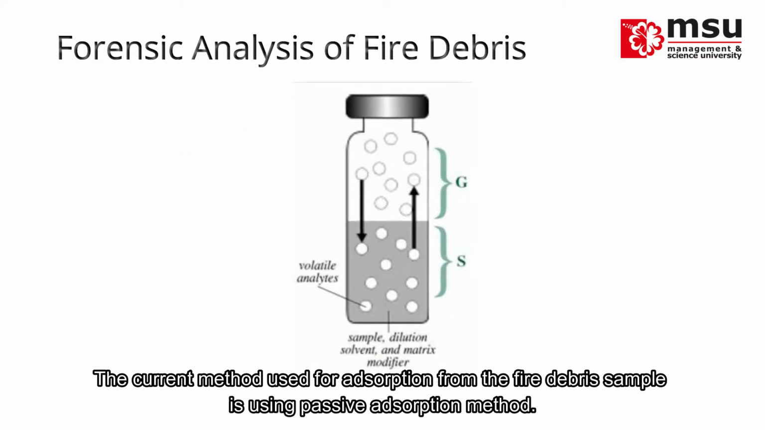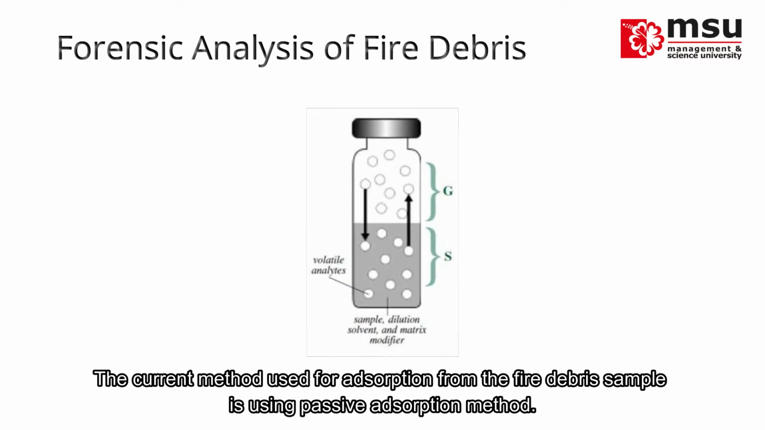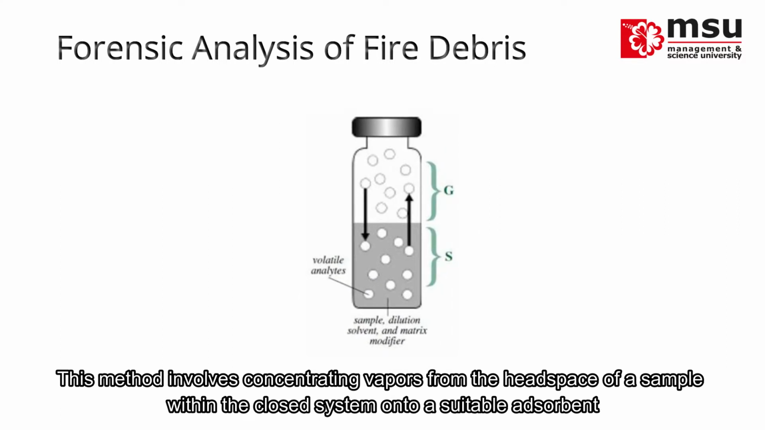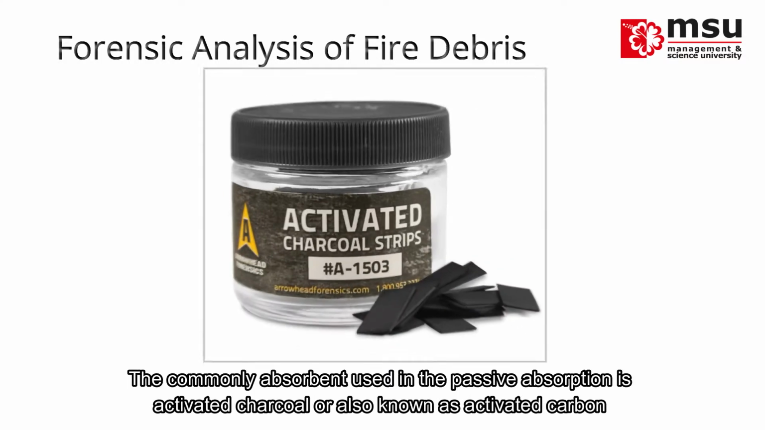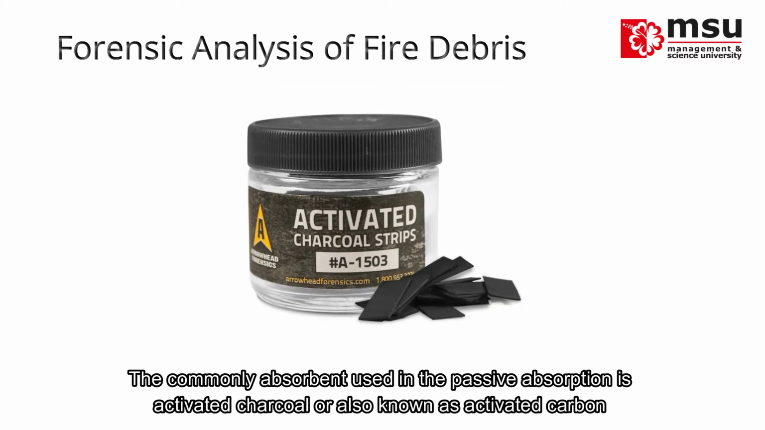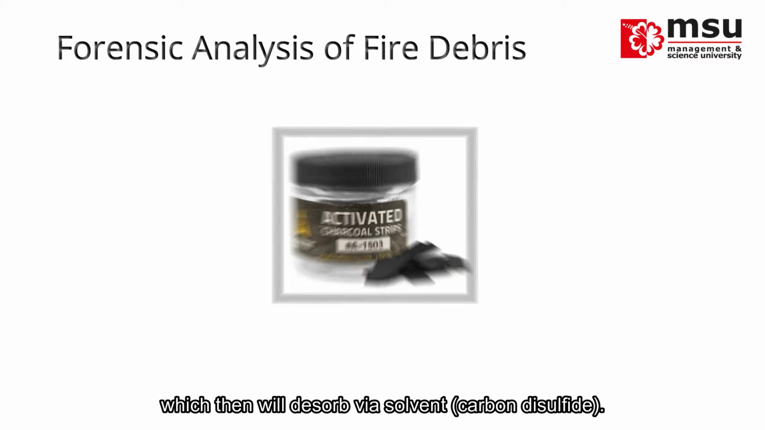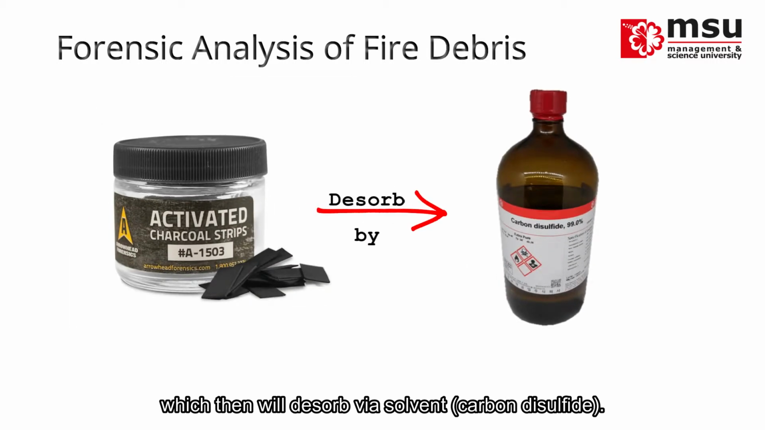The current method used for adsorption from fire debris samples is the passive adsorption method, which involves concentrating vapor from the headspace of a sample within a closed system onto a suitable adsorbent, then dissolving the recovered species. The commonly used adsorbent in passive adsorption is activated charcoal, also known as activated carbon, which is then dissolved in the solvent carbon disulfide.